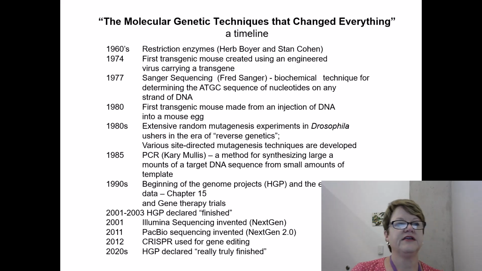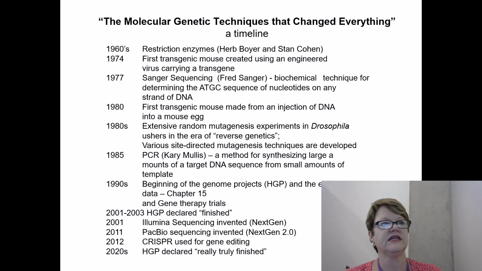In 2011, another company invented something, we call it PacBio sequencing, because the name of the company is Pacific Biosciences. And sometimes this is called NextGen 2.0. Nowadays, we use a combination of these types of sequencing. So sometimes you'll see the Illumina sequencing used or the PacBio. They're both pretty commonly used.